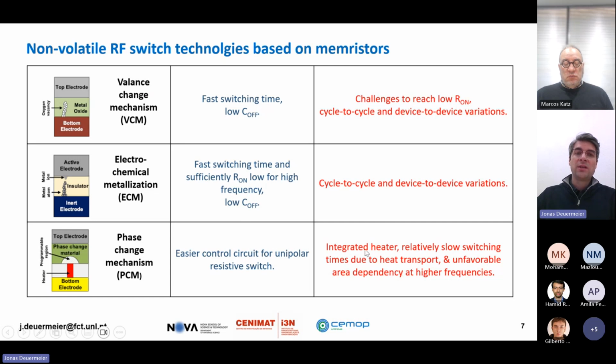And phase change material has other advantages, an easier control circuit because you can operate it in a unipolar fashion, so you just need one polarity for operation. But it's a bit more complex. The device itself is more complex due to the integrated heater, and you can't really optimize off capacitance and on resistance simultaneously by miniaturizing the device as you are able to do with the ECM mechanism.